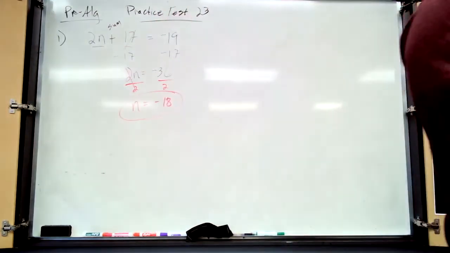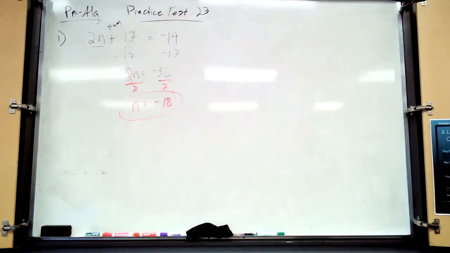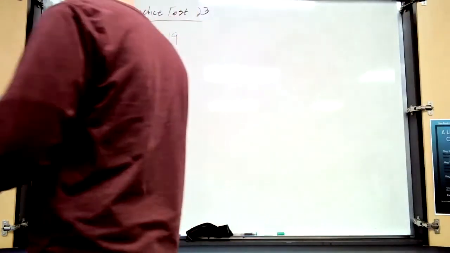Okay, that works, right? No. Let's put it in logically. The sum of twice the number, so negative 36, and 17 brings it down to negative 19. That works. All right, number 2.